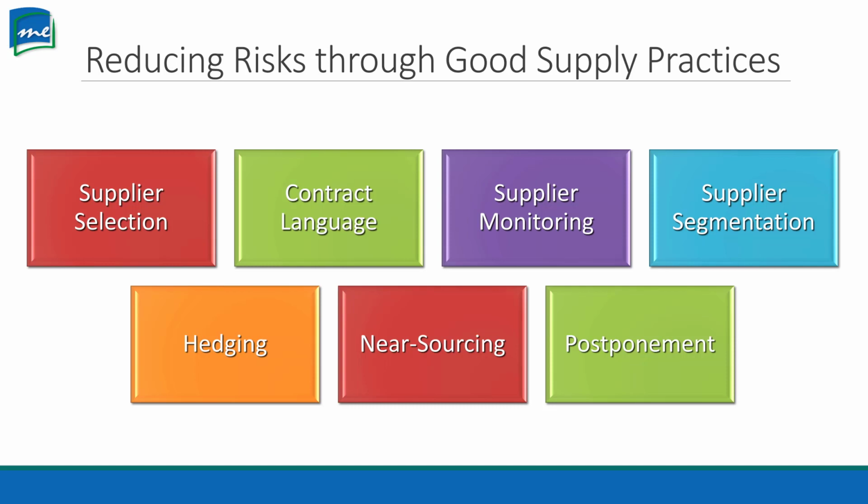Picking the right supplier is going to be our biggest thing that's going to help us. And after that, we can do all of these here. So the contract language, making sure our contract is clear and anybody can understand it. We need to monitor our supplier. Our supplier may need to be checked up on every so often, so we need to look into it.